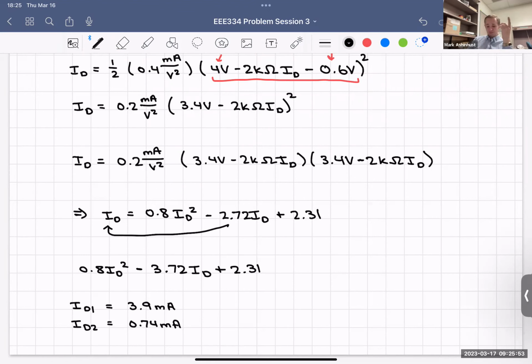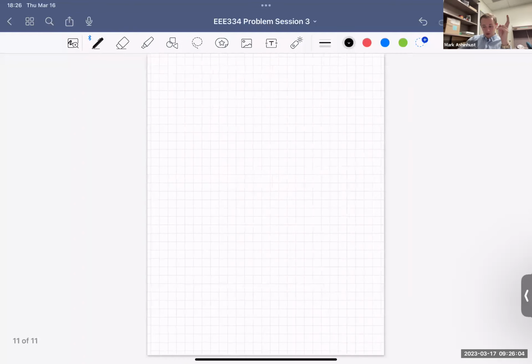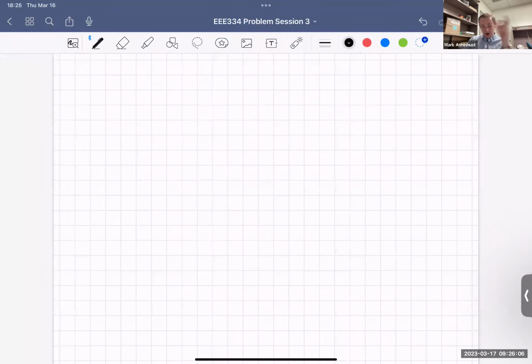Now we got 2 answers. One of these is going to be wrong. One of these is going to be correct. So we need to figure out which one's wrong and which one's right. To figure that out, we need to see how it performs. If it shows that we're in cutoff, that's clearly wrong, right? And to be in cutoff, I want you to remember what is cutoff. What would cutoff be?